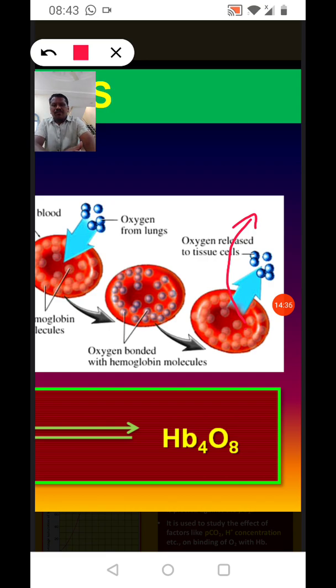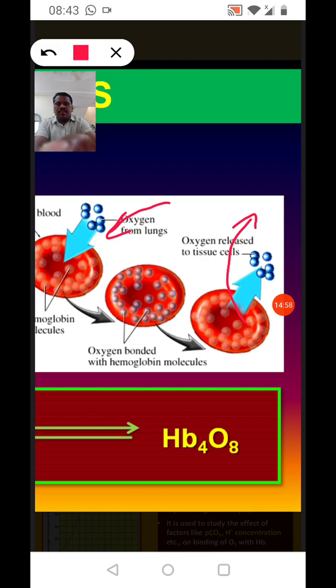But here, what is happening at the alveoli? At the alveoli, partial pressure of oxygen is high, partial pressure of carbon dioxide is low, temperature is low, pH is low. That's why what is happening? Oxygen enters the blood, enters the RBC, combines with the hemoglobin, oxyhemoglobin is formed. Right?